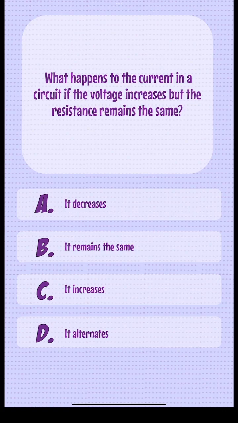What happens to the current in a circuit if the voltage increases but the resistance stays the same? Let me know what you think. I'll give you a clue. It might be useful to use an equation for this. So what happens to the current? Voltage increases. Voltage is potential difference. What happens to the current but the resistance stays the same?